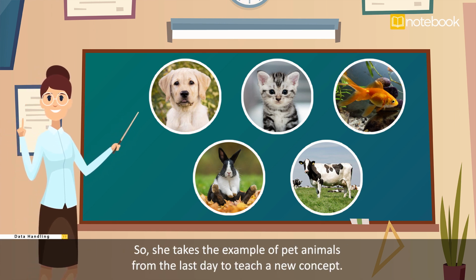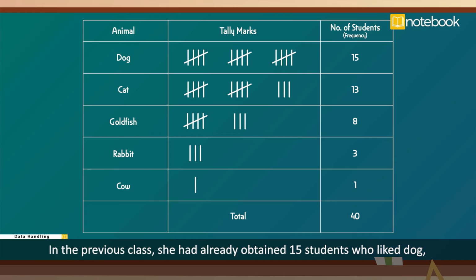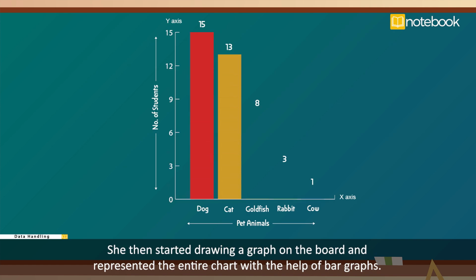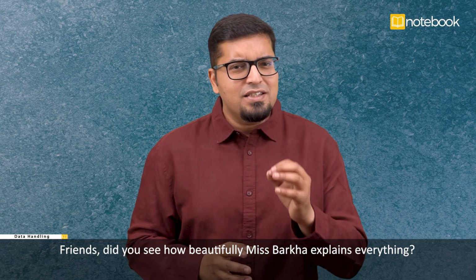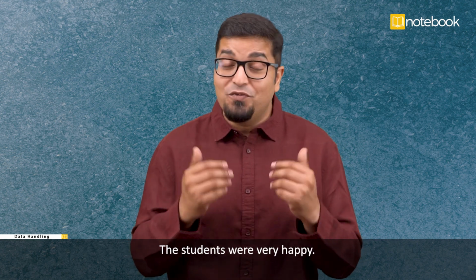So, she takes the example of pet animals from the previous day to teach a new concept. In the previous class, she had already obtained 15 students who liked dog, 13 students who liked cat, 8 students who liked goldfish, 3 students who liked rabbit, and 1 student who liked cow. She then started drawing a graph on the board and represented the entire chart with the help of bar graphs. Friends, did you see how beautifully Ms. Barkha explains everything? The students were very happy.